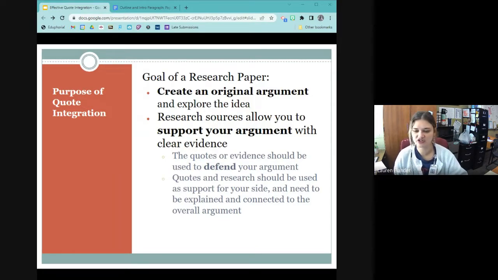So we should not just have long pieces of articles posted in our paper, because in that case, I'm just summarizing somebody else's ideas. I'm not actually building my own points. So once we know that we're searching for evidence to support our argument, what are some ways to do that effectively in a research paper?